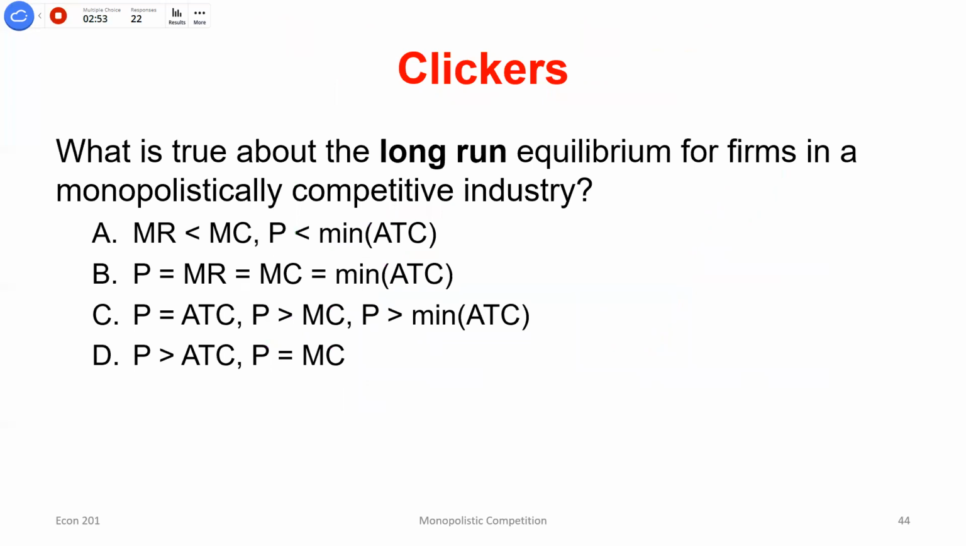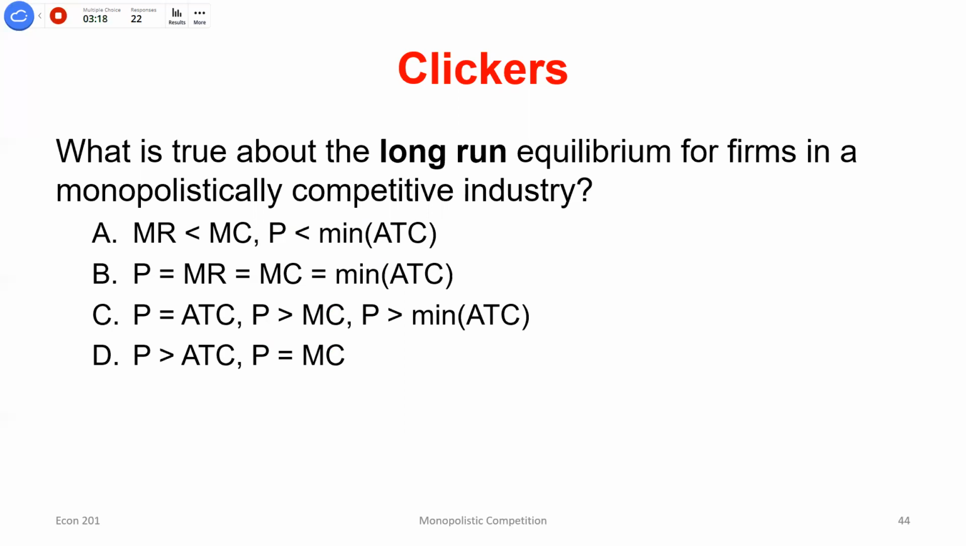So here we think about all the things that we've said. The first one is marginal revenue less than marginal cost. There's no way. We chose the optimal quantity when those two things are equal to each other, right? So that doesn't make any sense. Price is going to be the same as marginal revenue and marginal cost. That's for a perfectly competitive market. So B would be what's true if we had a perfectly competitive market.